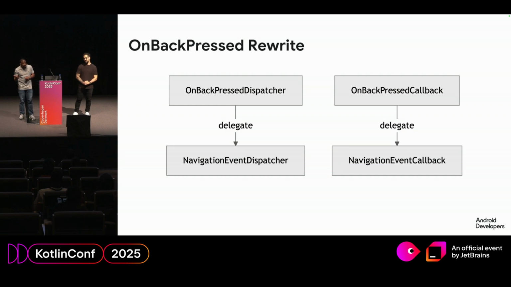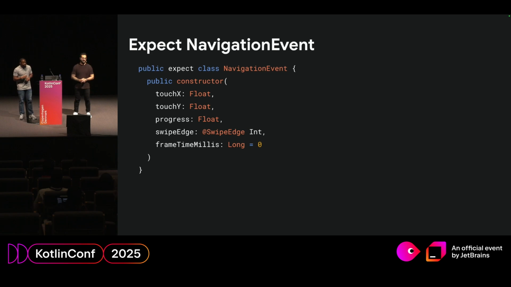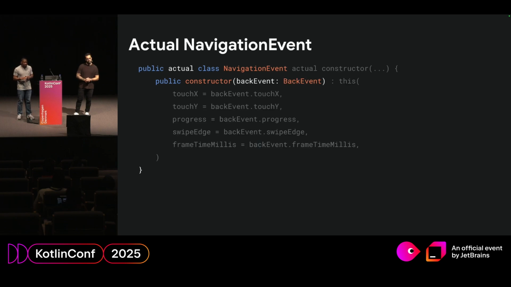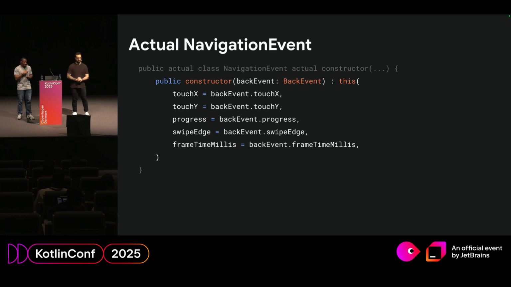So what does this approach actually look like in practice? We know Android, so it's easy enough to try. So let's look at the actuals. A quick reminder of what the navigation event expect class looks like. It's a simple class, single constructor. We want to keep this part as easy as possible. And in the actual, we created a navigation event constructor, and it takes the platform-specific back event from Android. It passes all the fields from that class into this new class, and we know it's exactly what we need for Android, so this works fantastic. Out of the box, no complaints.